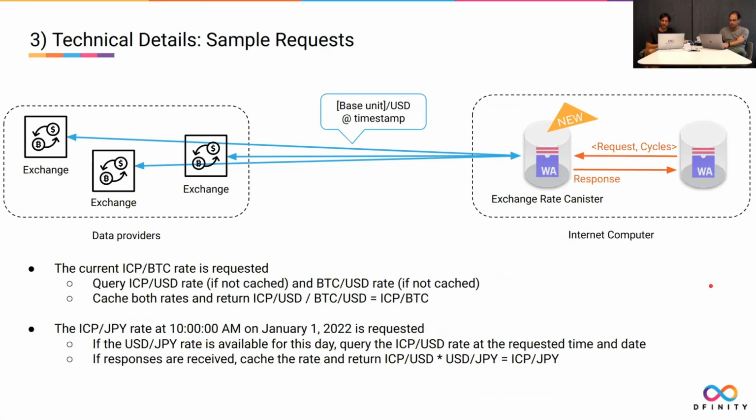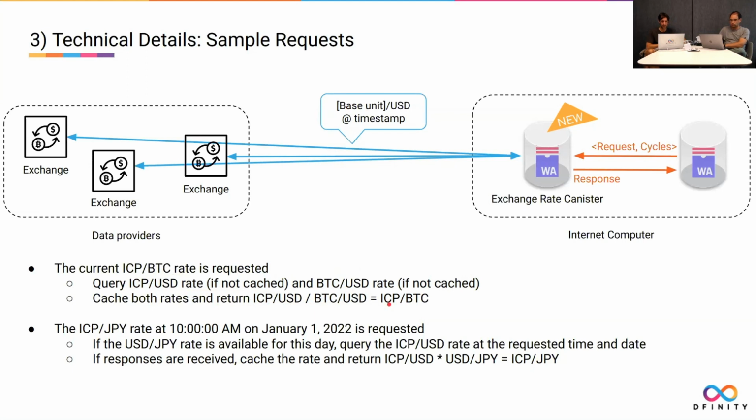All right, and just to give a few examples to make it even clearer, let's say we have a canister that requests the current ICP BTC rate, and neither rate is cached. Then this would translate into two lookups, one for the ICP USD rate and one for the BTC USD rate. And once these rates are determined and cached, we can simply compute the ICP BTC rate by dividing the two rates.